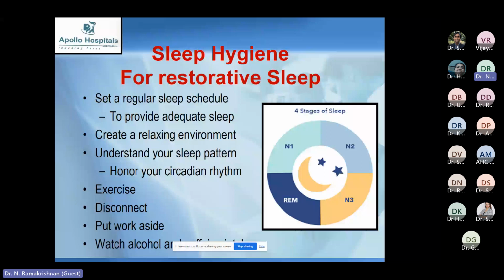Having a relaxing environment when you are sleeping is absolutely important. Not having a very noisy environment, not having it too bright, and watching television, all those are not recommended when you are in your bedroom and getting ready to sleep.